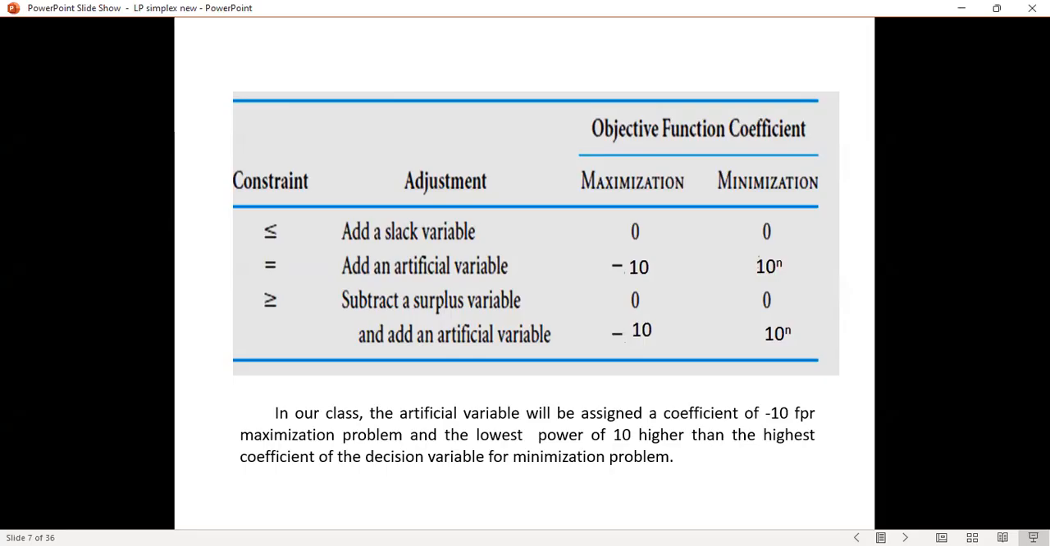So we will initially put the artificial variable in the table, but once it becomes a living variable, we can already delete the column allotted for the artificial variable. Okay?